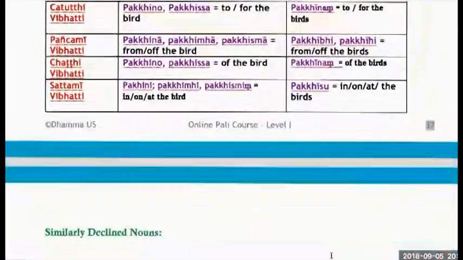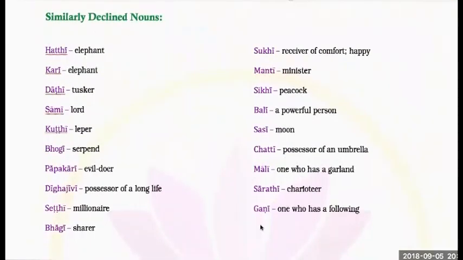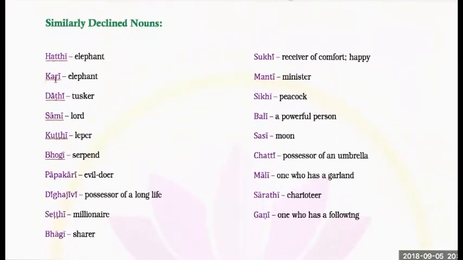Okay, then similarly declined nouns. Remember, these are all ikaranta sounds. Hathi, elephant. I use these together so that you can see the difference. Hathi is elephant. Kari, also elephant. Dathi is tusker. See, there is a difference, but these are very similar, and this one is only with the tusk.